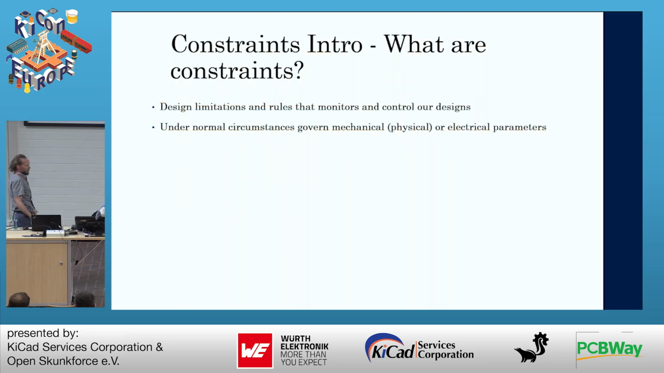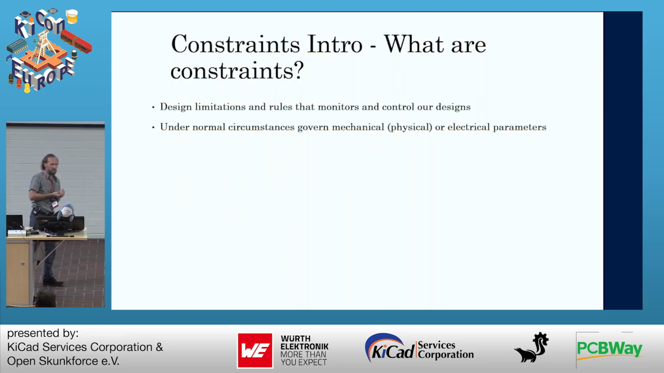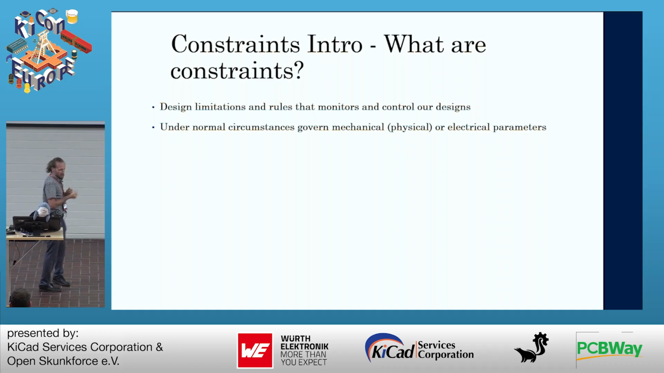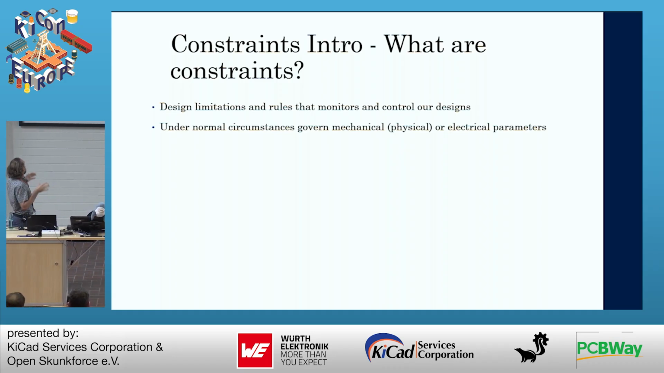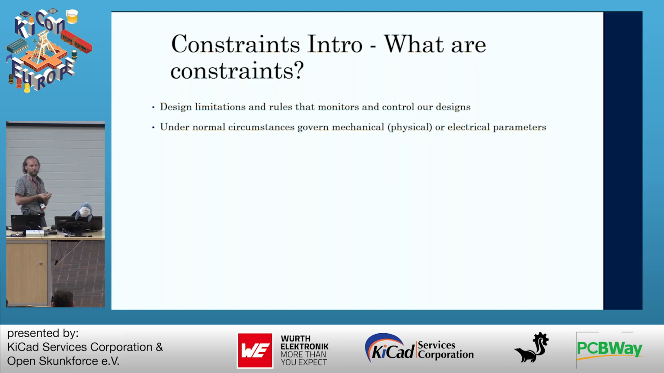So what are constraints? Well, constraints are limitations that monitor and control our design. It's basically putting limitations like physical, mechanical, and electrical constraints into our designs, so it limits what we can do. So under normal circumstances, we don't make any mistakes. That's the basics of it.